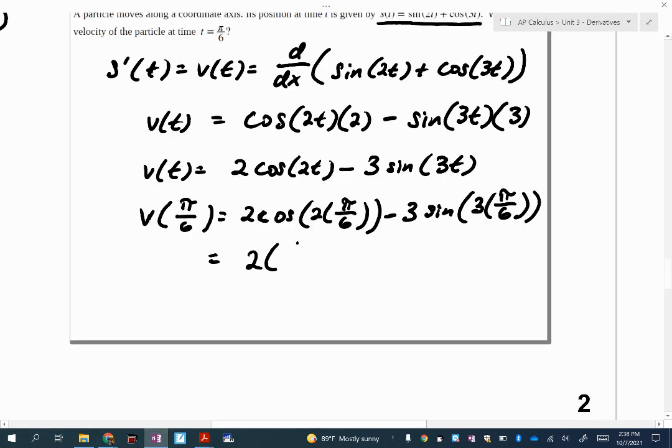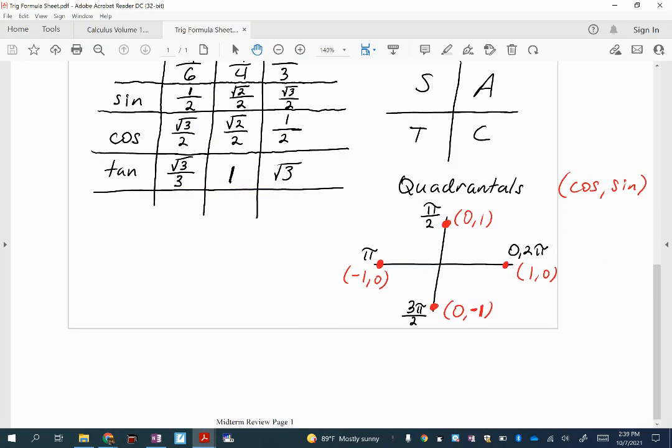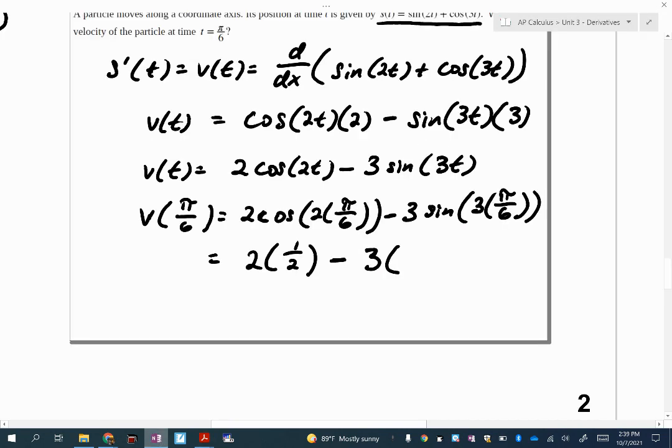So 2 times 1/2 minus, I have 3 times the sine of 3 pi over 6. 3 pi over 6 is the same as pi over 2. So I need pi over 2, which is a quadrantal angle. Remember, sine is the y value. So the sine of pi over 2 is 1. So that's going to be 3 times 1.